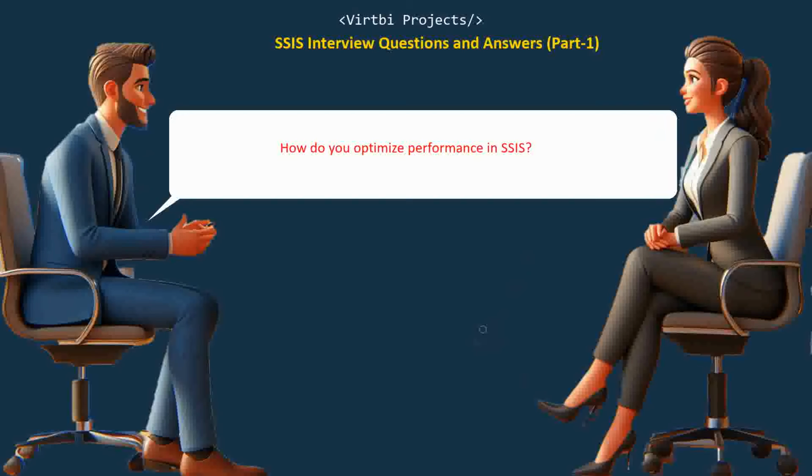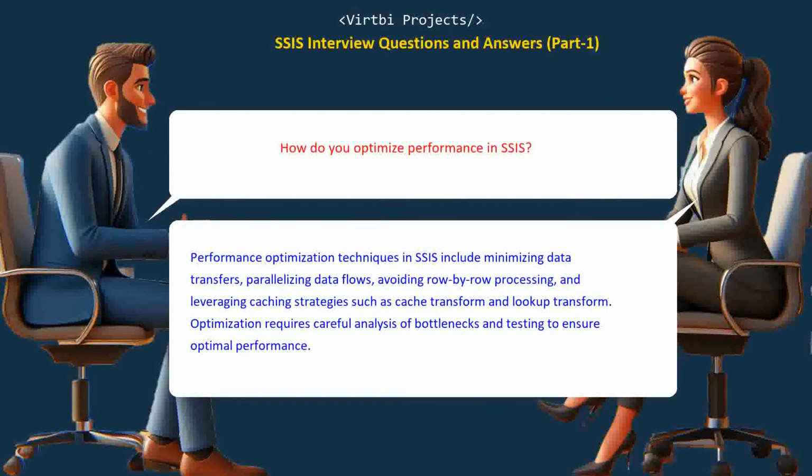How do you optimize performance in SSIS? Performance optimization techniques in SSIS include minimizing data transfers, parallelizing data flows, avoiding row-by-row processing, and leveraging caching strategies such as cache transform and lookup transform. Optimization requires careful analysis of bottlenecks and testing to ensure optimal performance.